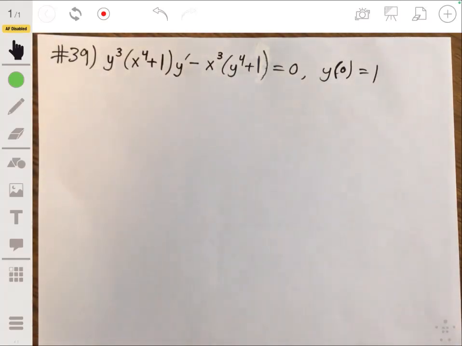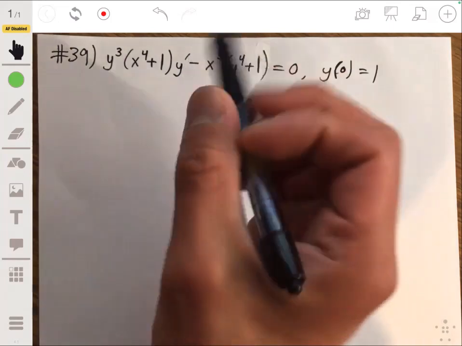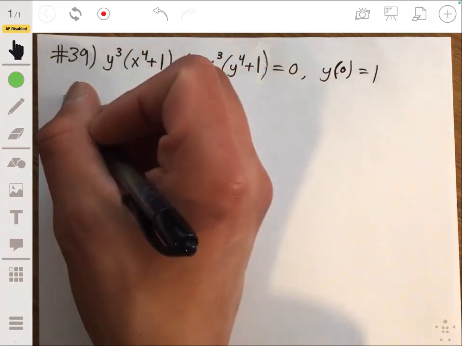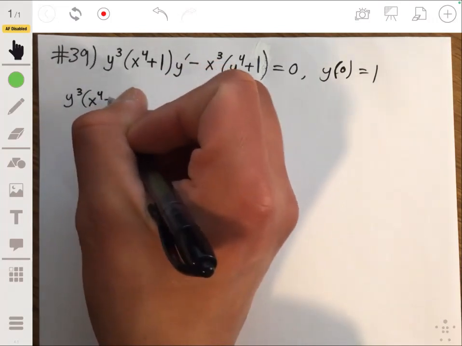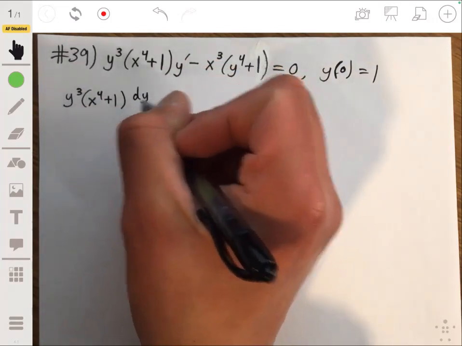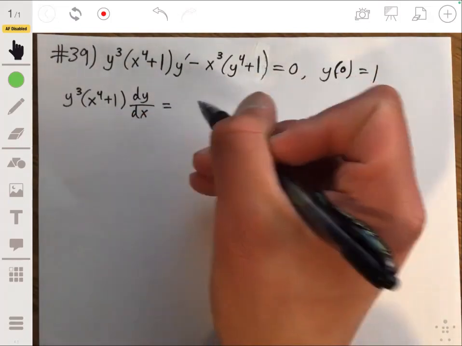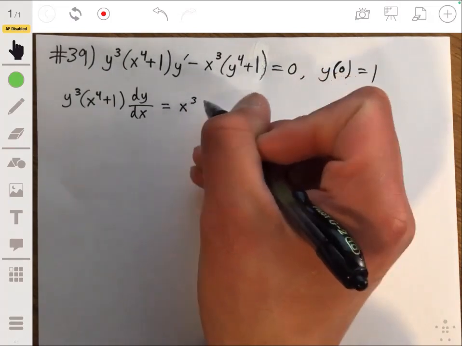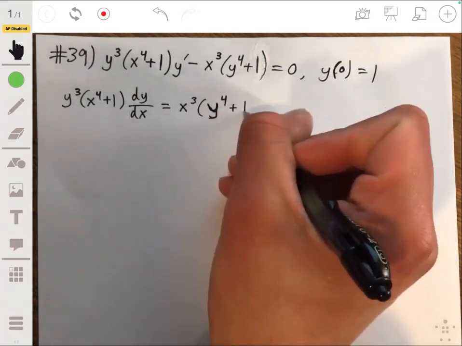All right, so now we're going to go through another example of how we solve a differential equation with an initial condition. So first, let's use separation of variables, and let's rewrite this as y cubed times x to the fourth plus 1 times dy dx. Let's move this whole thing to the right. This will be equal to x cubed times y to the fourth plus 1.